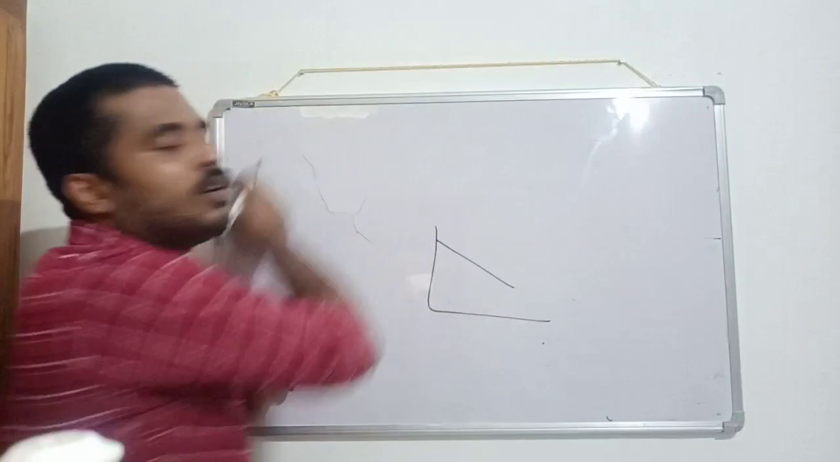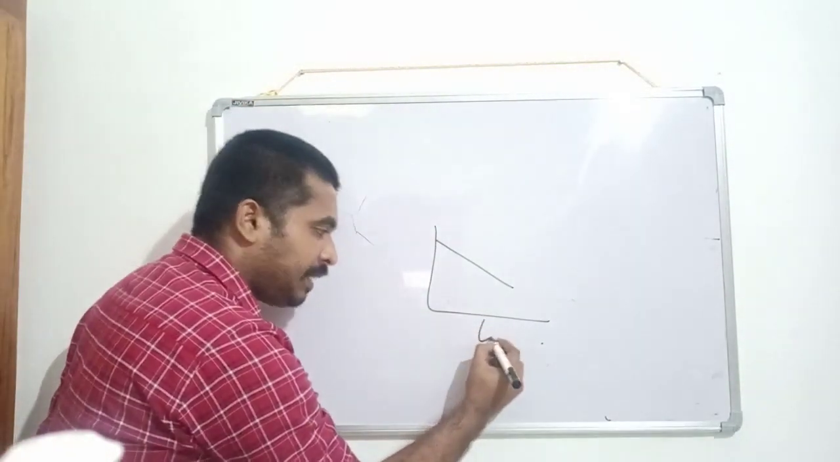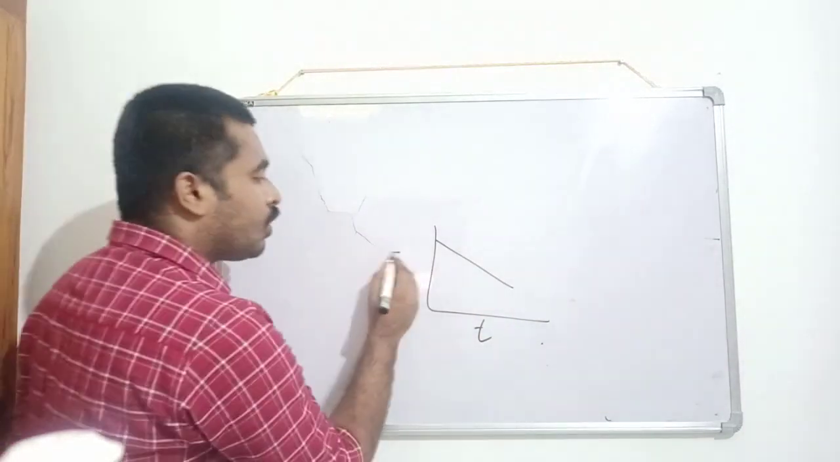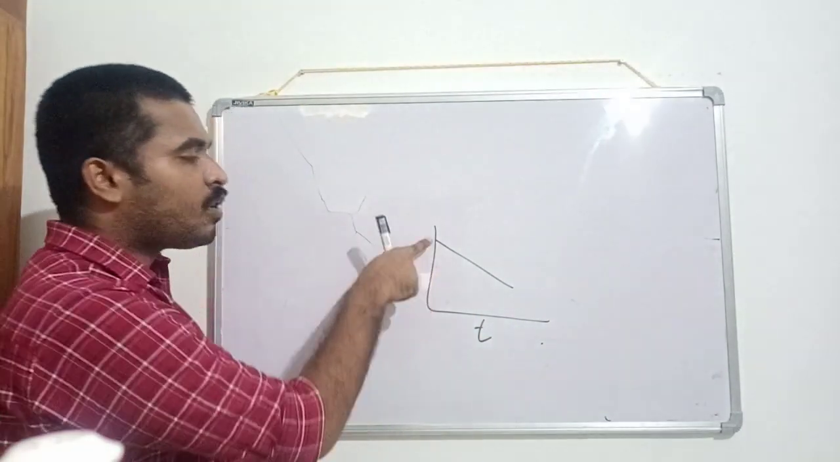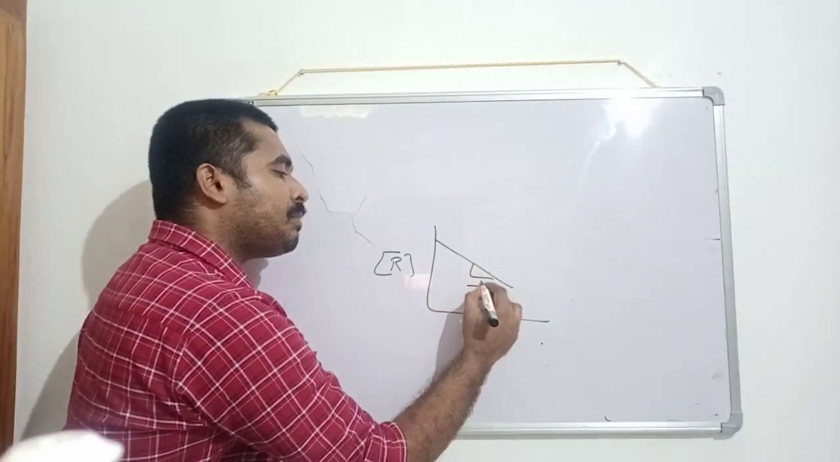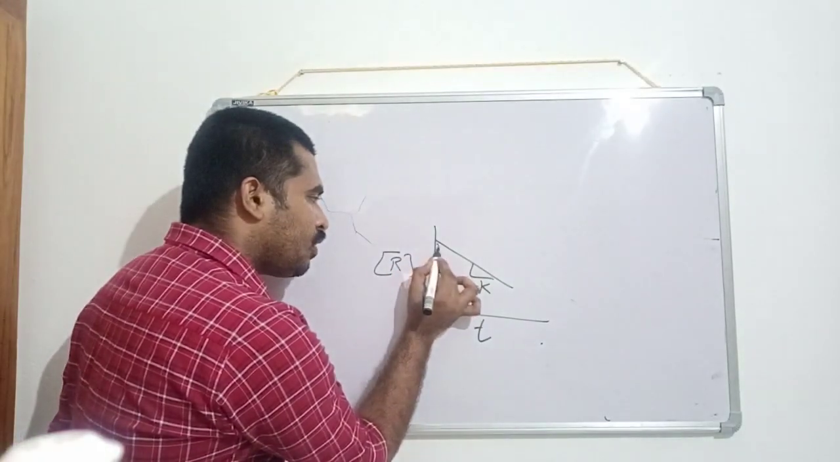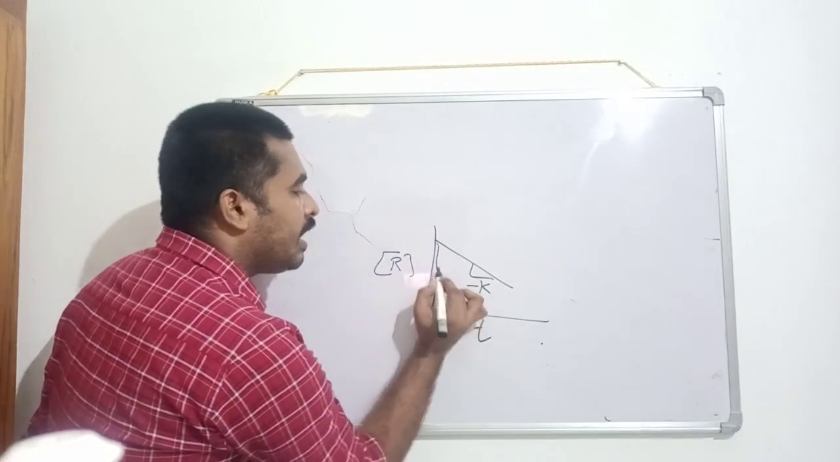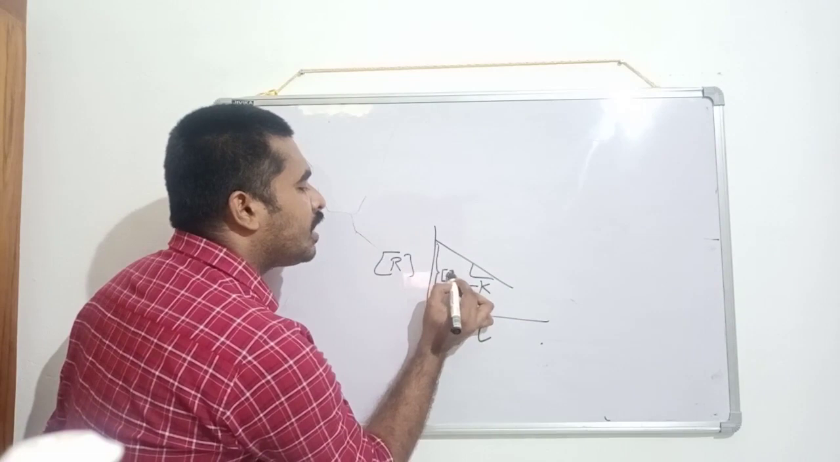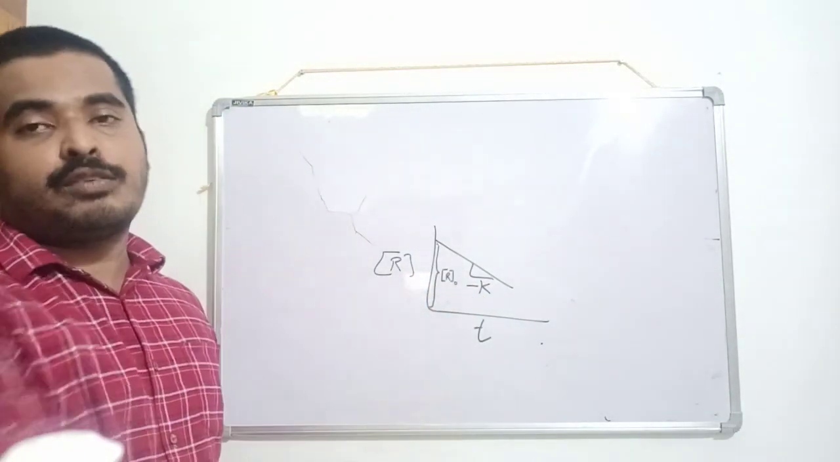All these are wrong. In the x-axis, what you need to plot? Time. Y-axis, concentration of reactant. See, concentration of reactants goes on decreasing, and that slope is minus k, where k is the rate constant. This is the initial concentration, and it is called R0. So this graph must be very clear for you.